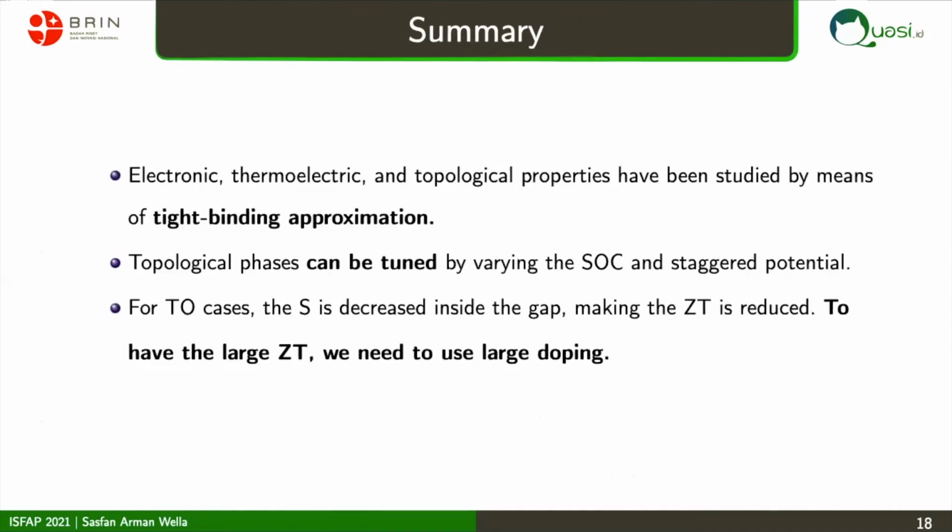So as a summary, we have calculated the electronic, thermoelectric, and topological properties of bismuthene using the tight binding method, and we demonstrate that we can tune the trivial and topological phases by controlling the SOC and staggered potential. And finally, we found that although inside the band gap the TO phase did not show a good ZT, at large doping we can have large ZT.